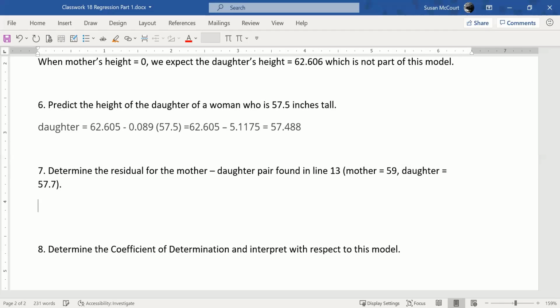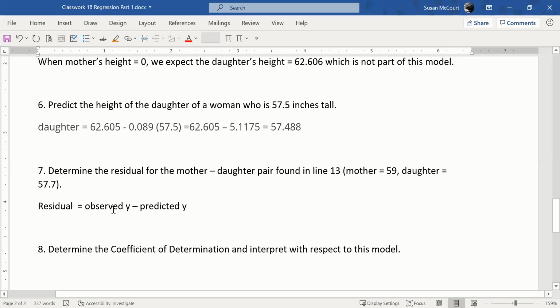So now to determine the residual for the mother-daughter pair found in line 13, which I put here for you to make it easier, we remember the residual is equal to the observed y minus the predicted y. I have that memorized because I've been teaching stats a long time, but the way I first memorized it is that O and P have to be in alphabetical order, observed before predicted. Then I didn't mess up. So the observed y is equal to 57.7. That's given to you as the daughter's height, minus the predicted y.